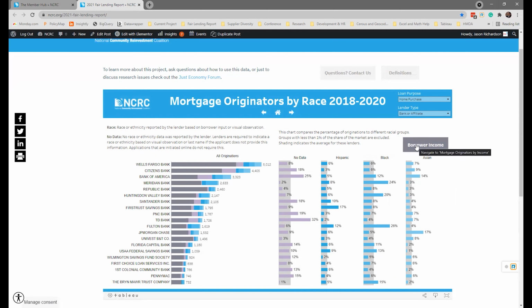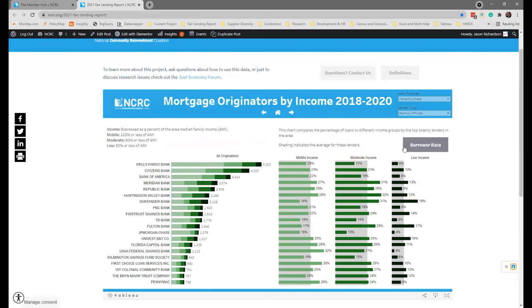You can click on this button to switch over to the same chart, but looking at it by borrower income. And we're still looking at home purchases for the top banks. And here we go. You can see how many were made to middle income borrowers, moderate income, or low income borrowers. And we're still looking at home purchase lending.